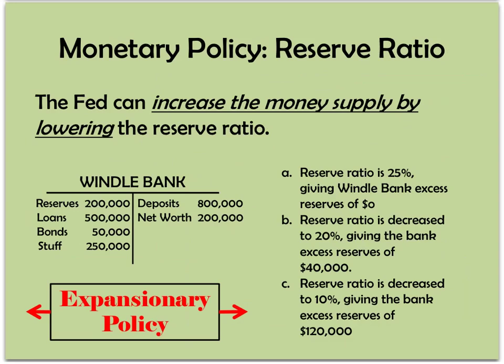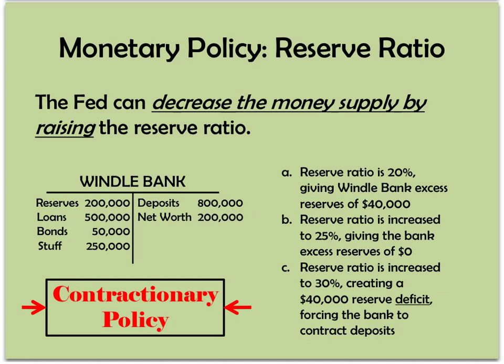In this example, we have a bank with $800,000 in deposits. Reserve ratio is 25%. That's $200,000. That's exactly what they have. They have no excess reserves. They can't make loans. Therefore, they can't create money, because when banks make loans, they create money. The Fed lowers the reserve ratio to 10%. That's $80,000. Well, now the bank has $120,000 excess reserves. They can go out and lend money. That would increase the money supply.